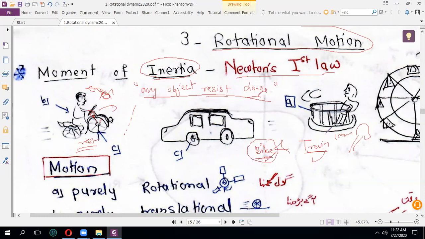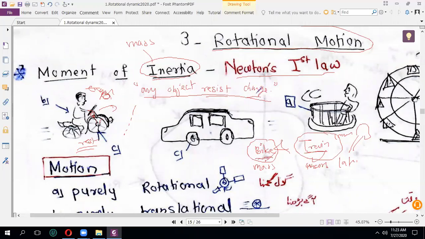What is the difference between them? Is the weight of the bike and the train the same? No, sir. The weight is different because the bike's weight is very low. So because of this, it stops fast, and the train's mass is very high. Because of the mass, it stops late. So can we say that inertia is related to mass? Any object resists change.